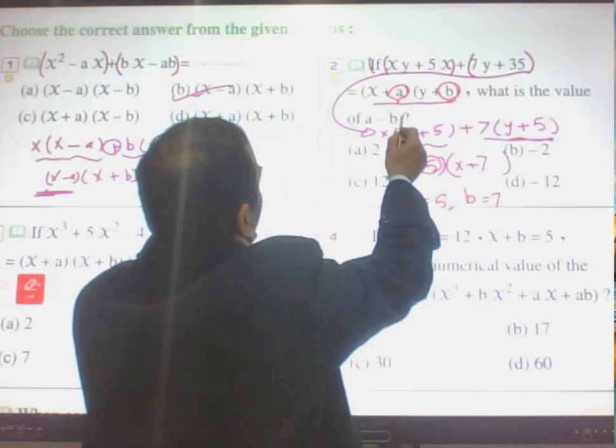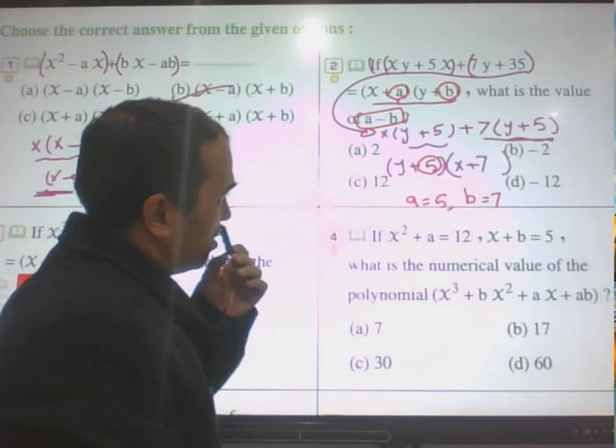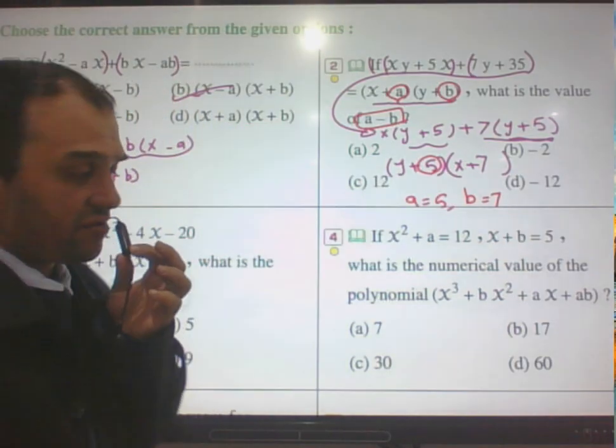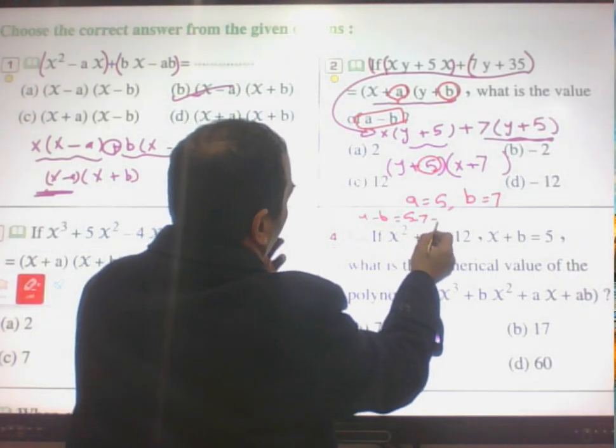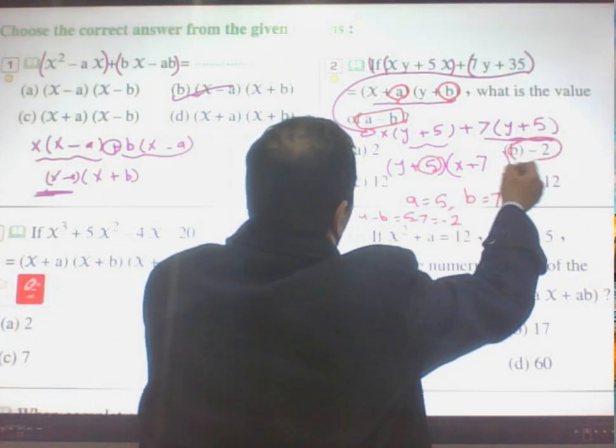Now we want to find what? We want to find a minus b. A minus b will be 5 minus 7. 5 minus 7 will be negative 2. Okay, a minus b equals 5 minus 7 equals negative 2. Then the answer here would be negative 2.